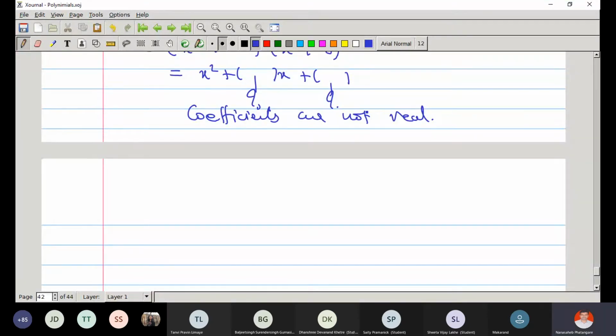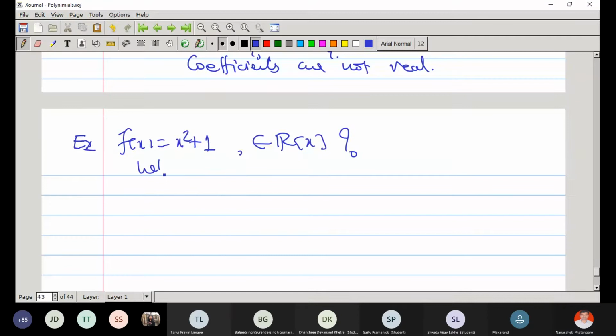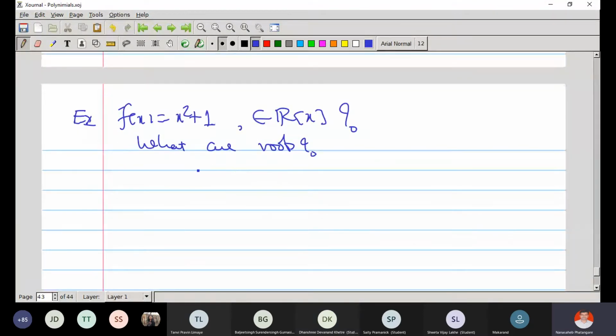So what is a general statement? Or you look at another example, f of x is equal to x square plus 1. Is it a polynomial with real coefficients? Yes. And what are the roots?